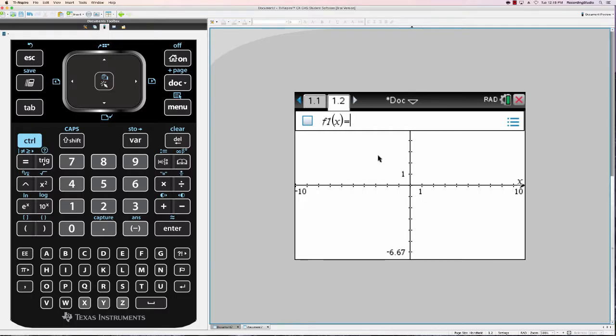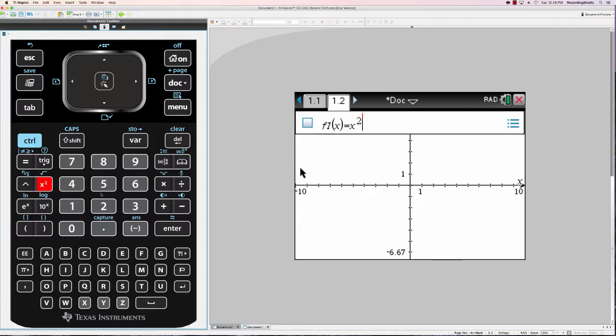Let's graph the equation x squared plus 3. To view the graph, we press Enter. In future videos, we will investigate more about the graphs application.